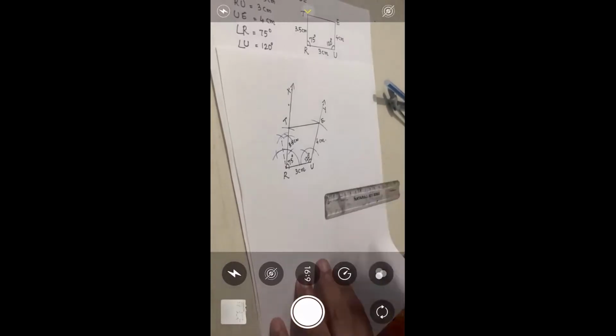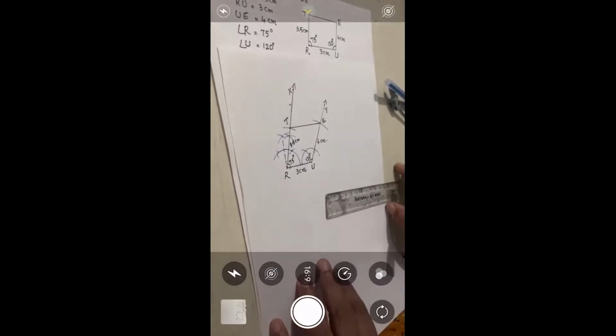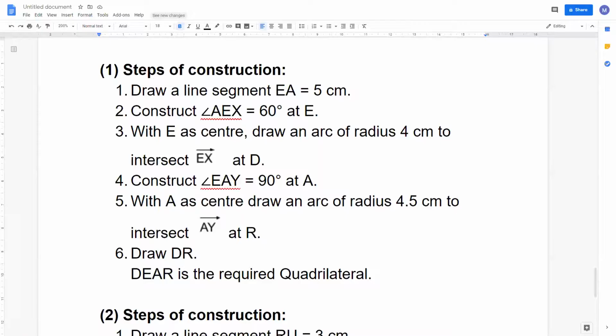The same construction steps will be typed down after this video. Here are the steps as I had explained in the diagram. Steps of the first question: draw a line segment EA equal to 5 cm. Construct angle AEX equal to 60 degrees at E. With E as center, draw an arc of radius 4 cm to intersect ray EX at D. Construct angle EAY equal to 90 degrees at A. With A as center, draw an arc of radius 4.5 cm to intersect ray AY at R. Draw DR. DEAR is the required quadrilateral.